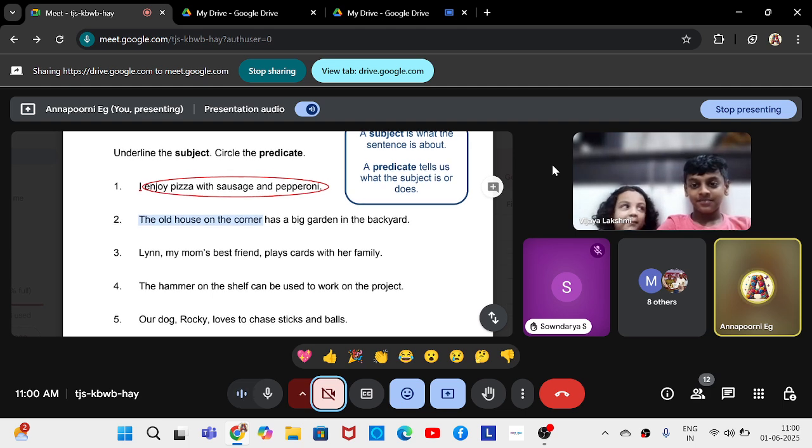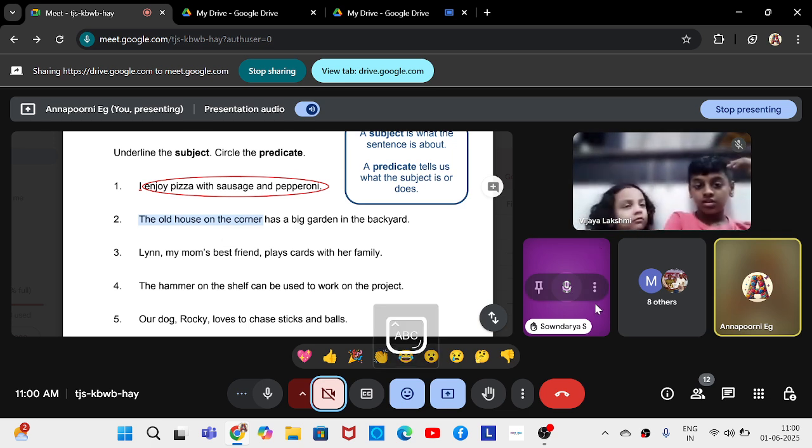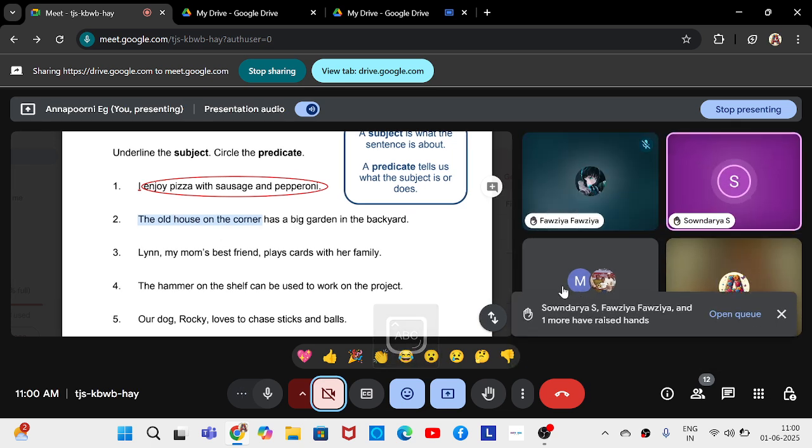So here you can see plays cards with her family is the predicate. Now coming to the fourth question. The hammer on the shelf can be used to work on the project. Soundarya, can you try this question? The hammer on the shelf is the subject. Can be used to work on the project is the predicate.